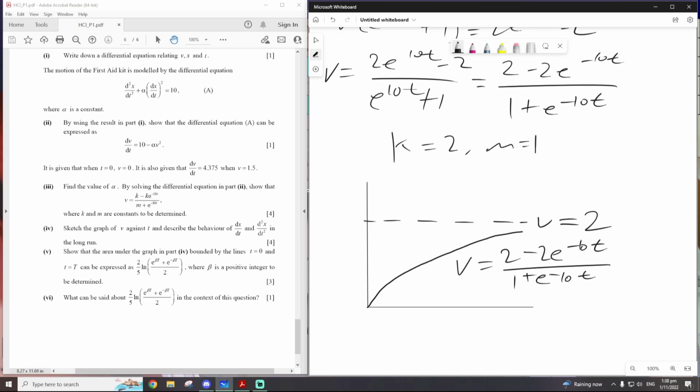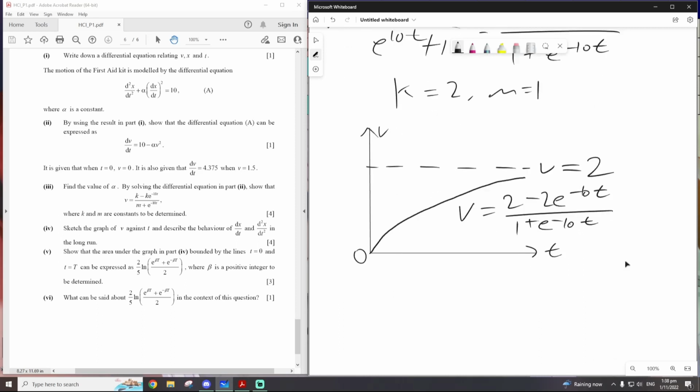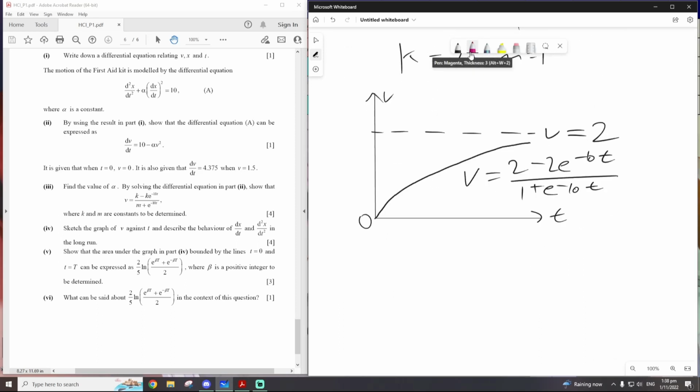Okay, this is t and this is v. And it passes through the origin since when t is 0, v is also 0. Okay, so let me just actually say that this is 10 part 4, 12 part 4.